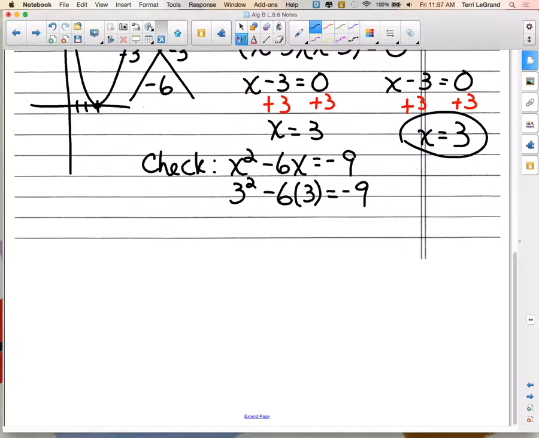3 squared is 9. Minus 6 times 3 is 18. 9 subtract 18 is -9. Because we want it to be, or because it really is? Because it really, truly is. It checks out, doesn't it? So only one solution for this one. It is x equals positive 3.